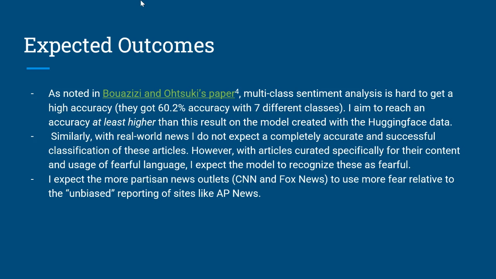Similarly, with this real world news, I'm not expecting a completely accurate classification, just because of the different styles of journalism that could be going into each of these places. But at the same time, I am finding selected, curated articles that are meant to be fearful. And when testing my RNN on these curated articles, I would expect at least these ones to perform at a relatively high accuracy. And lastly, I expect the more partisan news outlets like CNN and Fox News to use more fear when compared to AP News, because AP News prides itself on being quote unquote unbiased. So definitely expect the more partisan journalism to have more fear and other emotions in it.